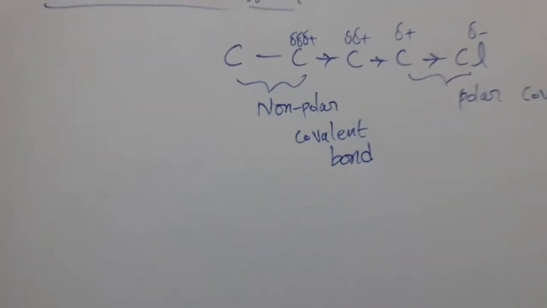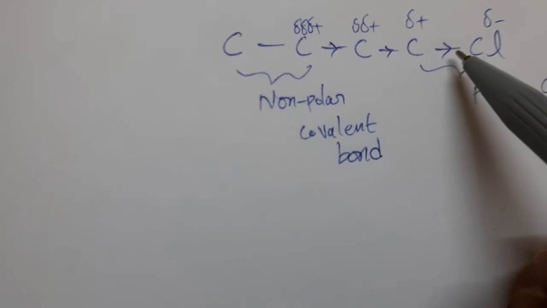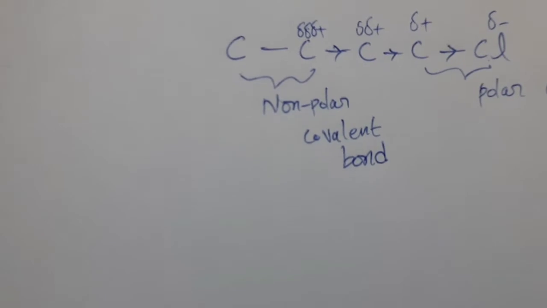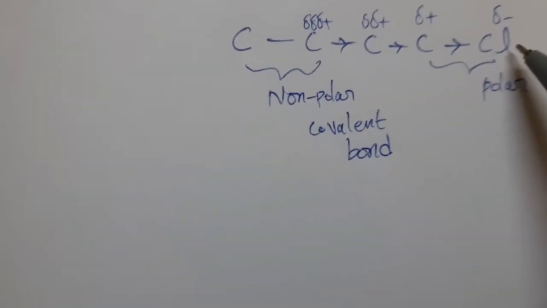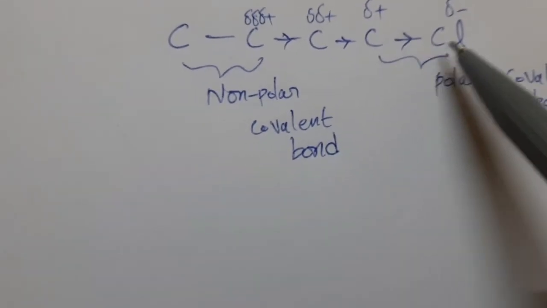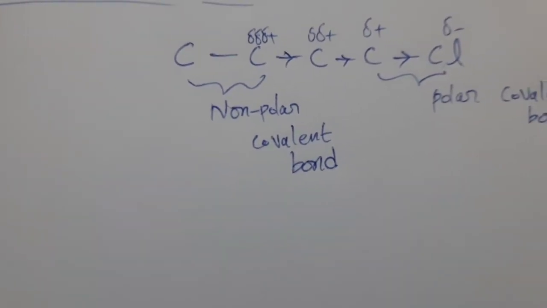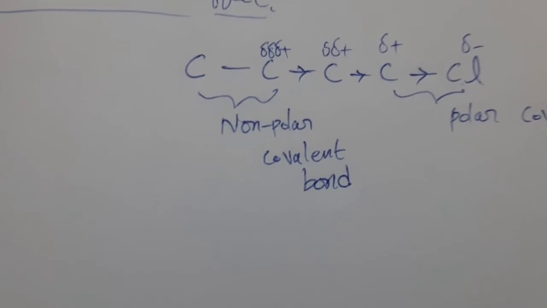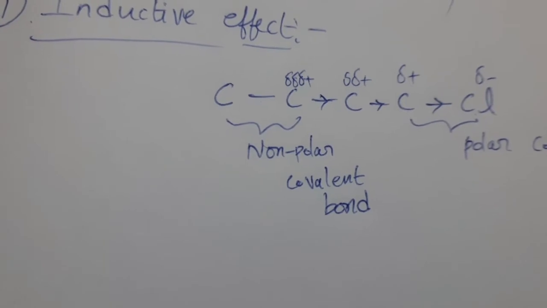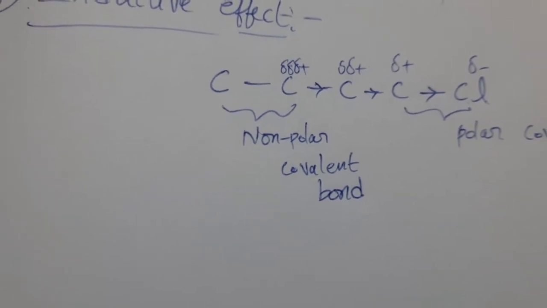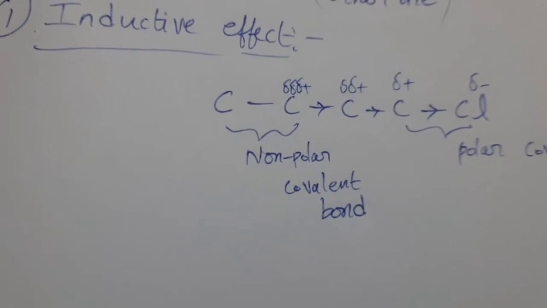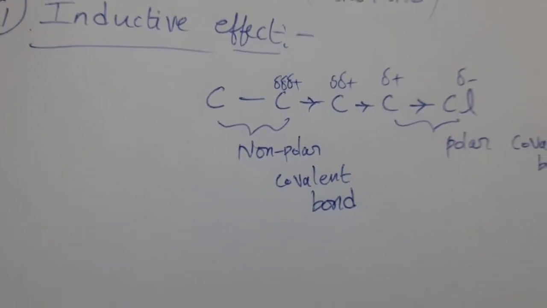In this way, partial displacement of sigma electrons takes place in the organic compound, either due to an electron withdrawing group or an electron releasing group. In this example, chlorine is an electron withdrawing group. That's why displacement of sigma electrons takes place towards it. In some other compounds, due to an electron releasing group, displacement of sigma electrons takes place. This type of effect is called inductive effect.